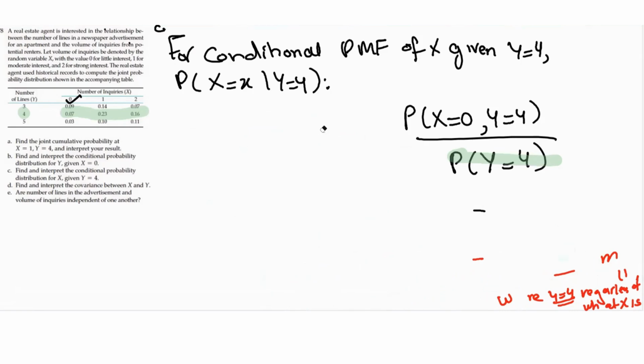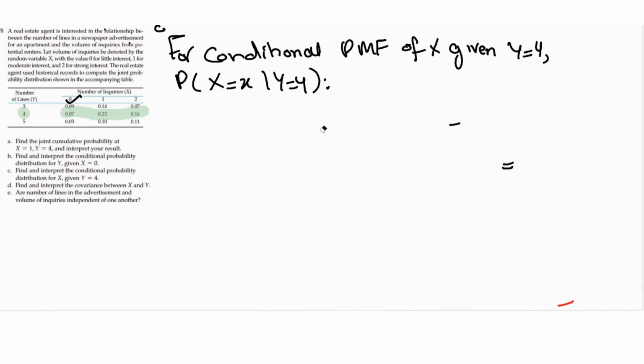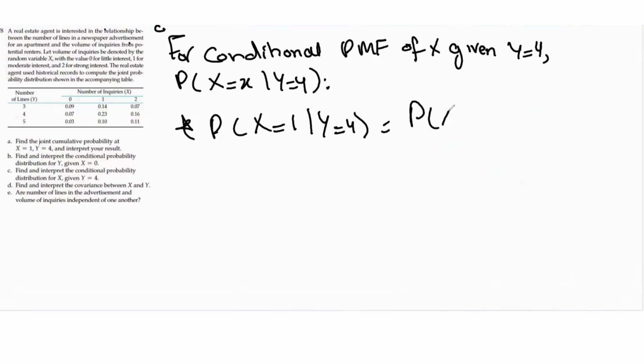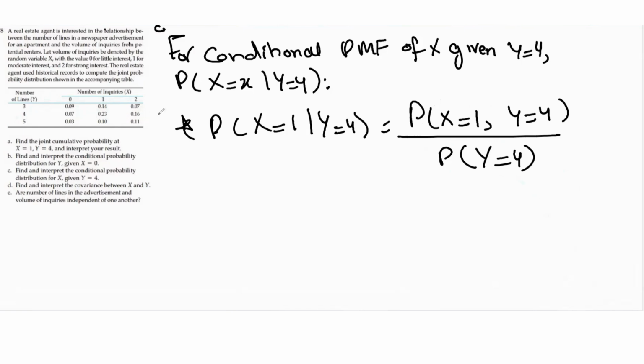Right, so if we want to now do it for x is equal to 1, we want to find the probability x is 1 given y is equal to 4. How will we find this? Again, apply the definition of conditional probability. This is probability x is 1 and y is 4, divided by probability y is 4.